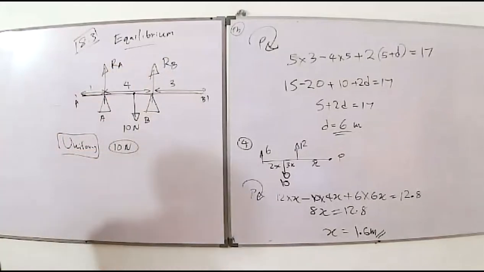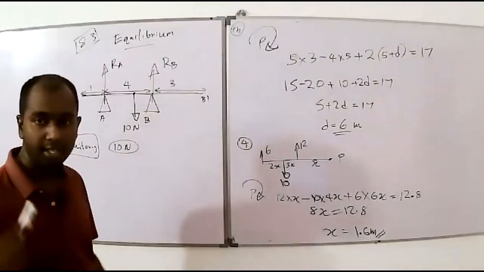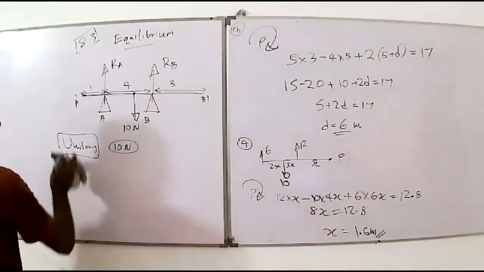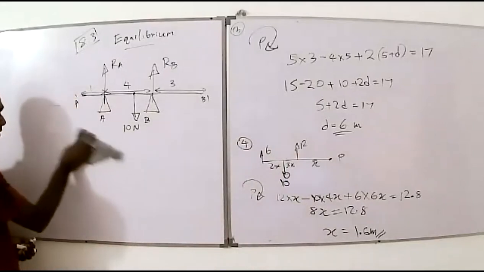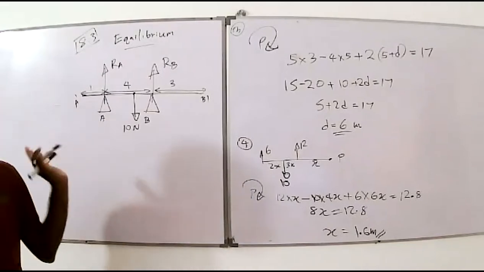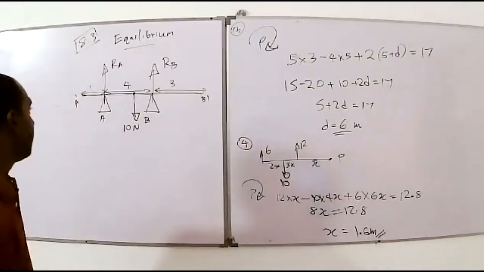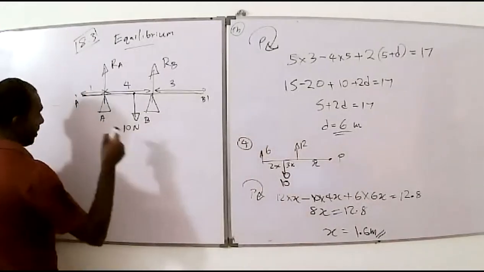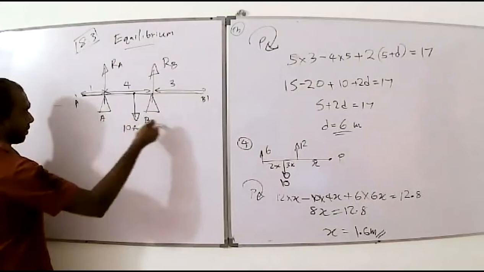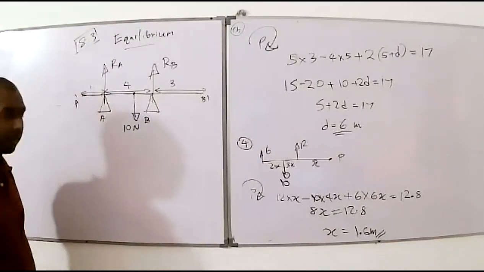Now, I'm going to say this rod is in equilibrium. So when the rod is in equilibrium, what do we know? We know the resultant force should be zero and the resultant moment also zero. I ask you to find these reactions at A and B, the reactions from A and B on the rod. How can we find it?